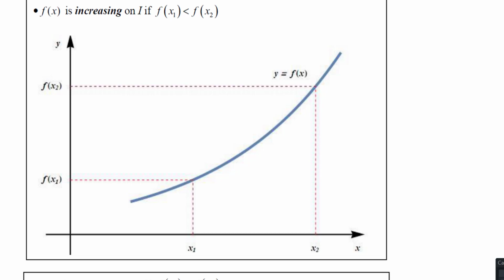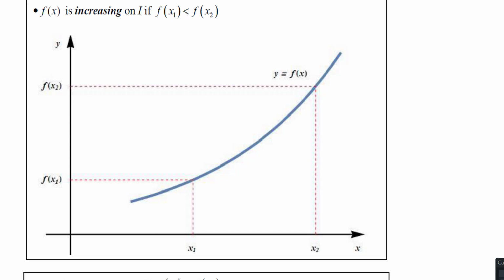Also, x1 and x2 are part of the interval I, assuming that x1 is the smaller of the two x values. So we have these two values, x1 and x2. We're going to assume they're real, and that both of these x values belong to the interval I, which is some open interval, for instance, a to b. Okay, that's our setup.